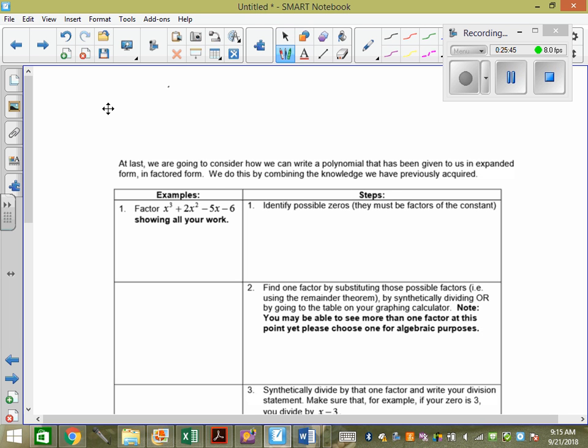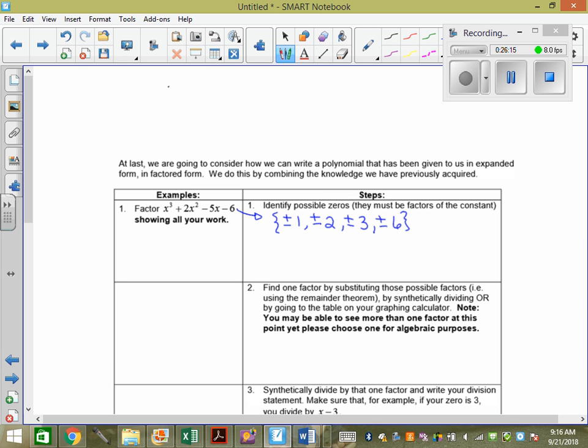Okay. So we want to factor this one. The other one, they gave us what we were dividing by, right? This one, they don't. They just tell us to factor. So what we want to identify is the possible zeros or x-intercepts. The possible zeros come from the back number, the constant, all the factors of it. So my possible zeros are plus or minus 1, plus or minus 2, plus or minus 3, plus or minus 6.